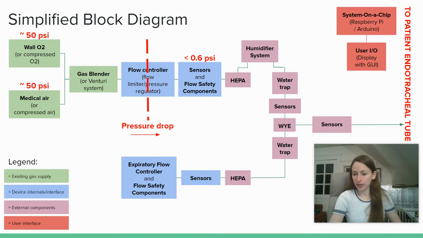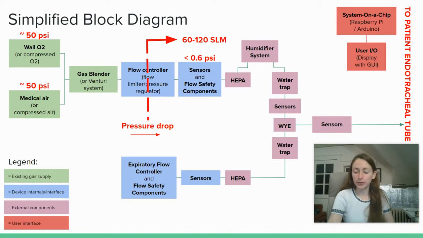If we're operating under the assumption that we're getting our gas supply from a hospital wall, we can assume that the wall O2 and medical air will be supplied in a pretty regular way at around 50 psi. But by the time the air gets to the patient, we're operating within a pressure regime less than 1 psi, specifically less than around 0.6 psi. Ventilator specs are often given in cmH2O, so often we'll be operating under 40 centimeters H2O, right? So here's a substantial pressure drop just across this first flow controller block.